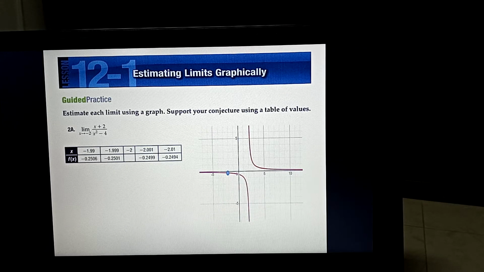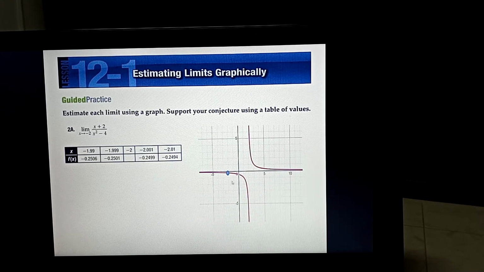Here, in the same way, the limit of x plus 2 over x squared minus 4 can be written as x plus 2 over x plus 2 times x minus 2. So we can simplify x plus 2 with x plus 2. What do we have? 1 over x minus 2. So the graph of this function is a rational function that can be drawn as this shape. 1 over x minus 2 means 1 over x, the parent function, moved 2 units right.